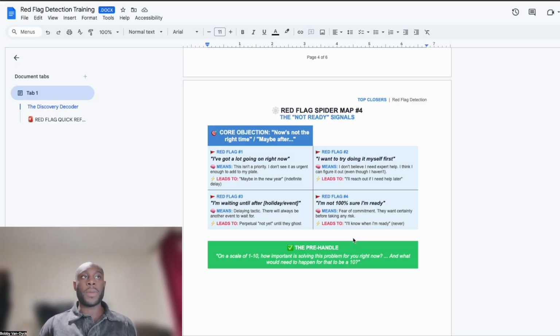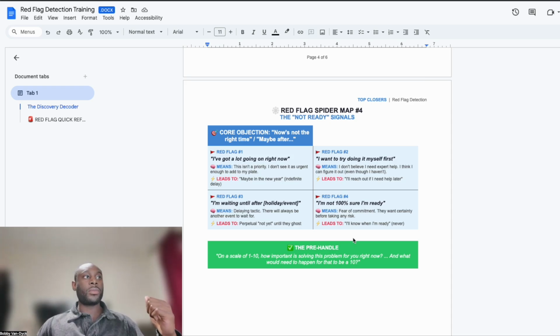I want to try doing it by myself first. I don't believe I need expert help yet. I think I can figure it out myself, even though I haven't. They're in denial, living a fantasy. They think they can keep doing the same thing and get a different result, right? That's not the real world. They need to make a change, and they're going to say to you, I'll reach out if I need help later, but they know they need help now. They just haven't accepted it yet.